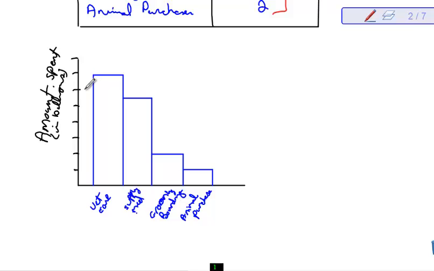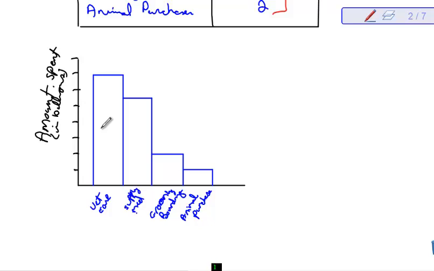Make sure that your bars have the same width and that they're arranged in order from largest to smallest. Also, make sure that you're counting the scale on your y-axis in the same way. If I go 2, 4, 6, 8, or if I say 1, 2, 3, 4, I need to make sure that they're evenly spaced as well. Okay?